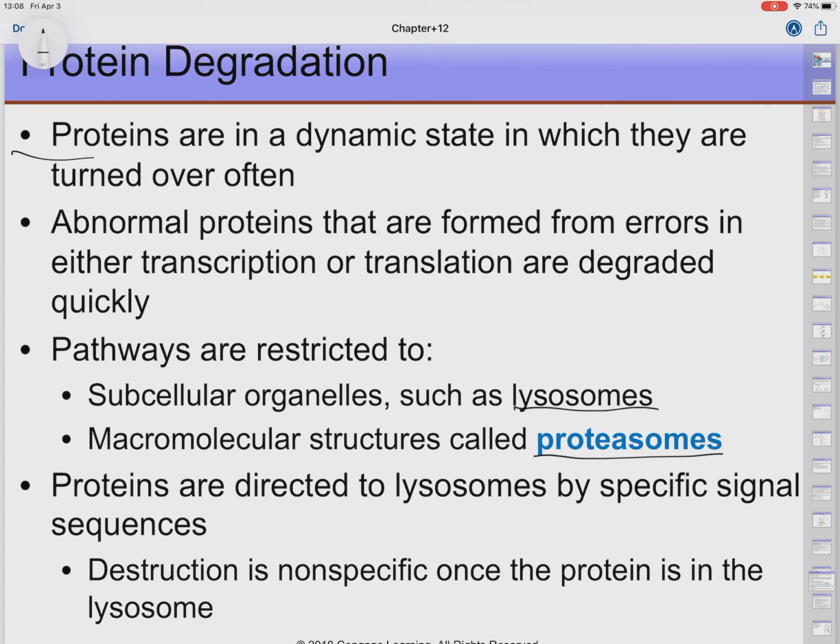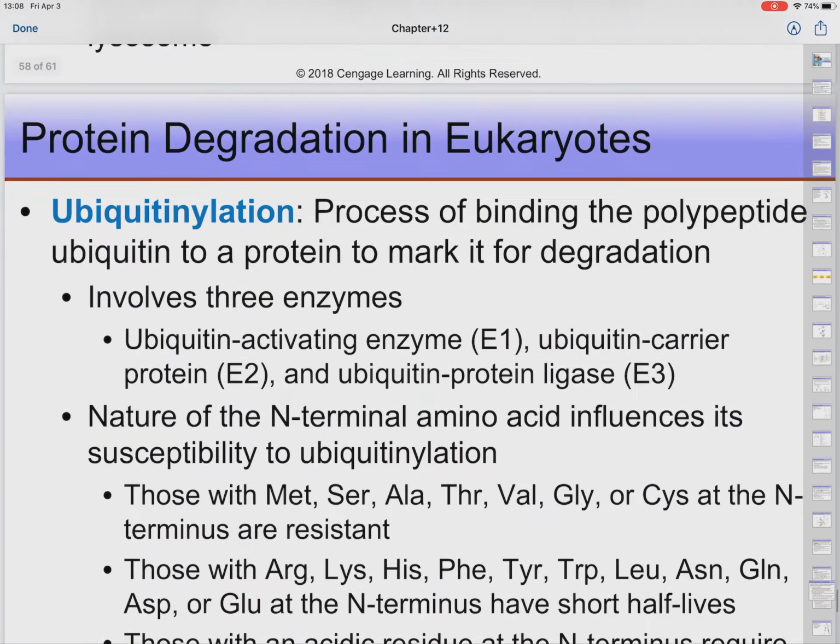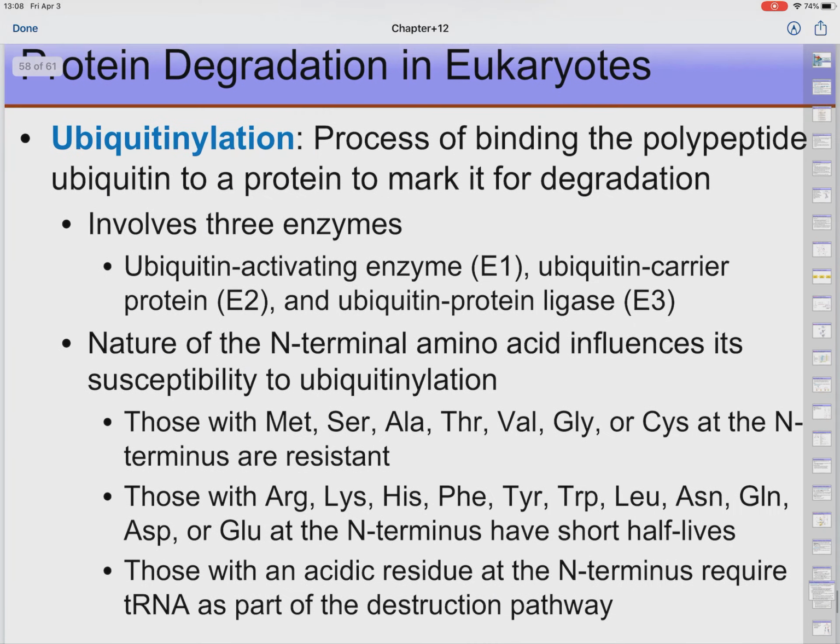So specific signals will direct proteins to a lysosome. A lysosome just destroys anything that goes in there.